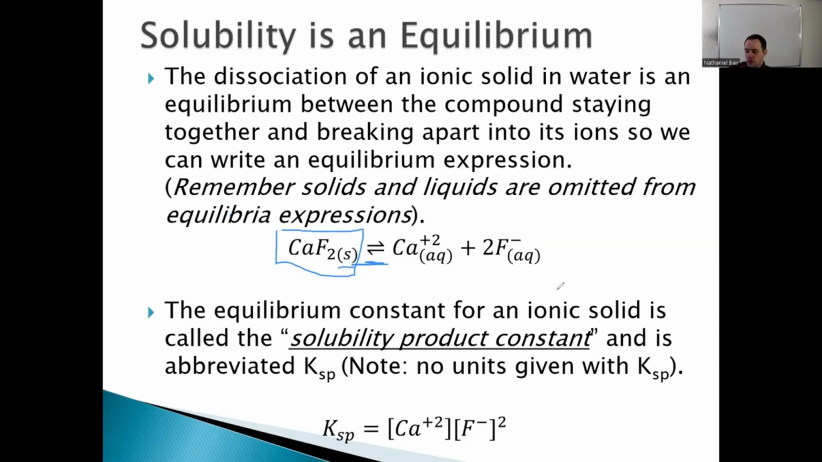This is a dissociation equation. Calcium fluoride, if it were to dissolve, would break up into a calcium 2+ cation and 2 fluoride ions. So the first thing you have to do is be able to write a balanced dissociation equation for a salt. The key here is that these are heterogeneous equilibria. What does heterogeneous equilibria mean? That means we have something that's not aqueous or gaseous. We have a solid or a liquid.